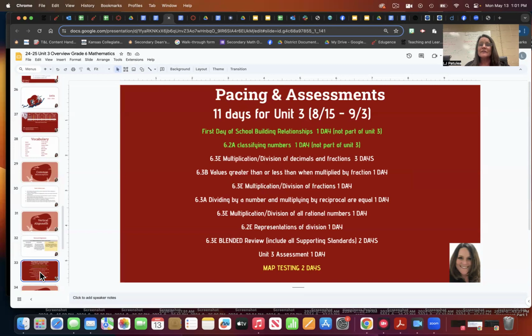Pacing for Unit 3, it's 11 days. The first day of school is going to be relationship building, so that's not part of Unit 3. And then day 2 is just going to be classifying rational numbers, also not part of Unit 3, but something that needs to be covered quickly. Then we have the rest of the pacing for Unit 3 in the 11 days with an assessment at the end. Now, within this unit, there will be MAP testing, and that will be 2 days. So those 2 days are not part of the 11 days for Unit 3.